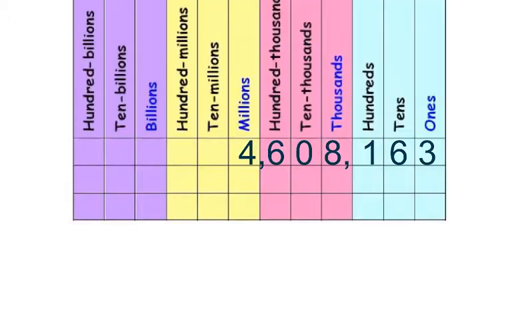So let's use our place value chart again. And I'm going to write underneath my chart. So I have a 4 in the millions place. So I'm going to write 4 million.